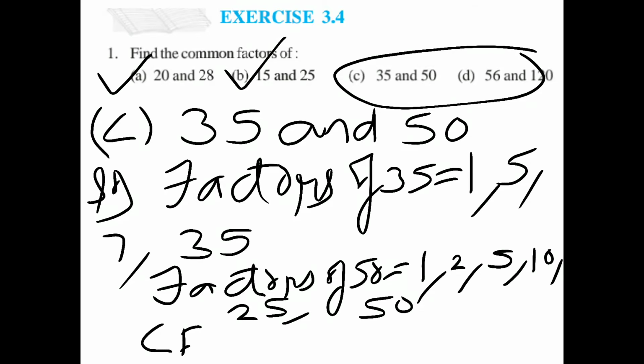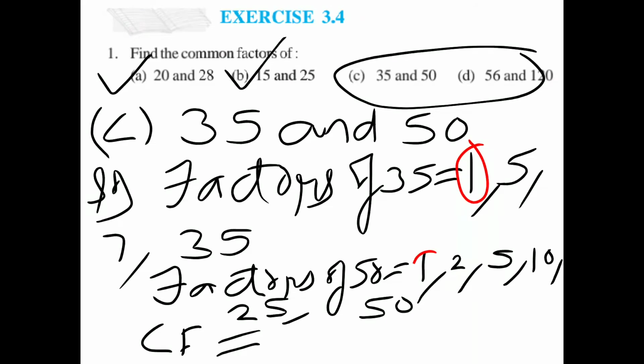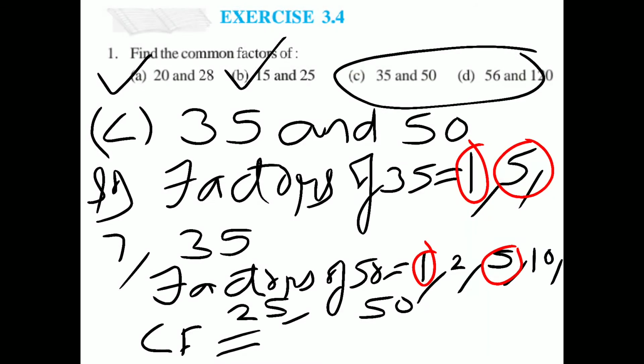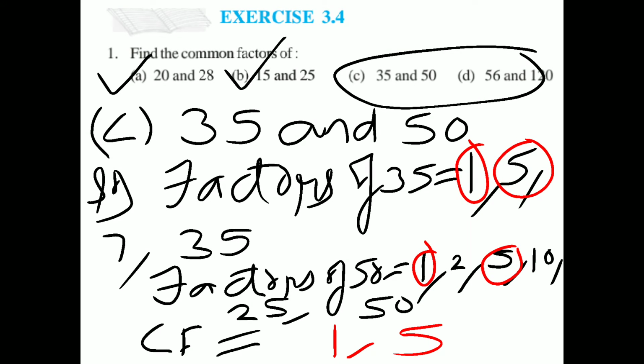Now we have to find out common factors. Common factor means which are common in both the lists. So if you check it out, 1 is common, 5 is common, that's it. So common factors are 1 and 5. In this manner you do. Clear? Now we do D part. D part is 56 and 120.